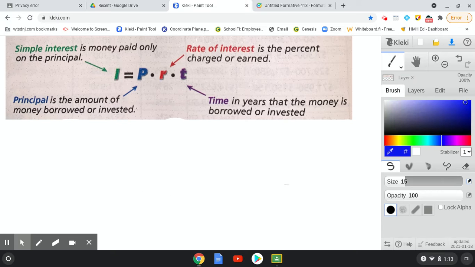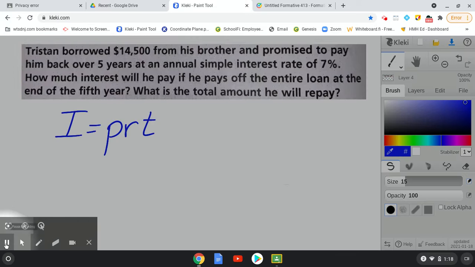So let me go over an example here. Okay, so here we have a problem. It says Tristan borrowed $14,500 from his brother and promised to pay him back over 5 years at an annual simple interest rate of 7%. How much interest will he pay if he pays off the entire loan at the end of the 5th year? And then what is the total amount he will repay?